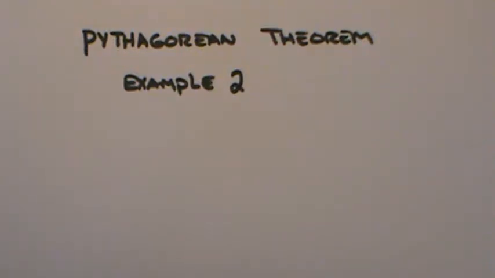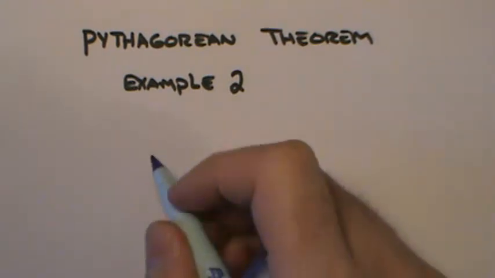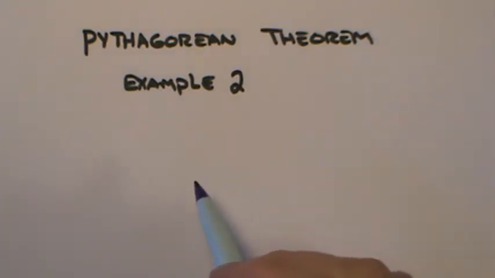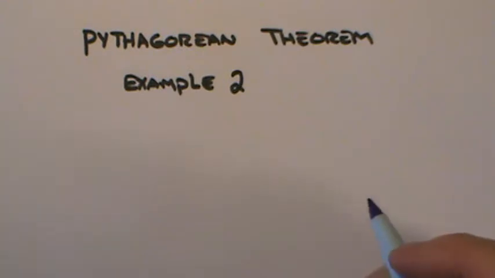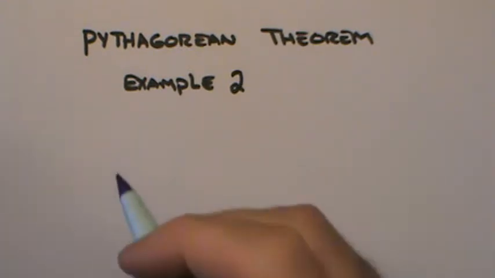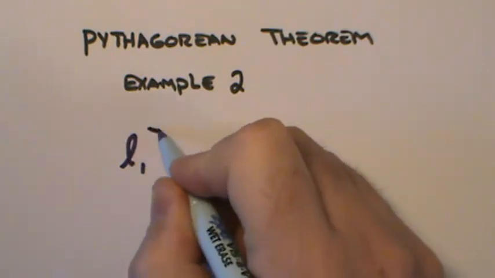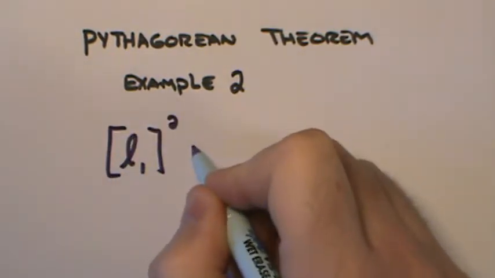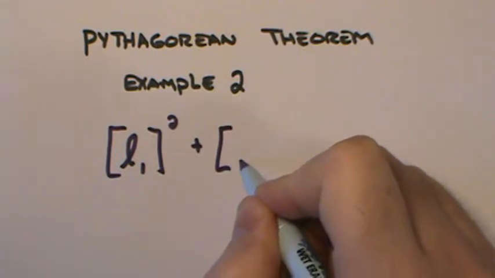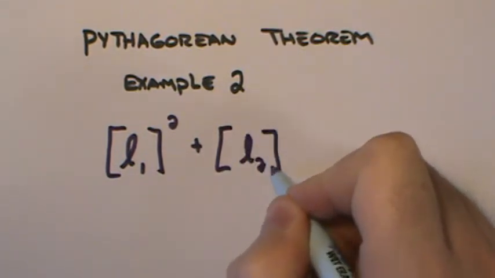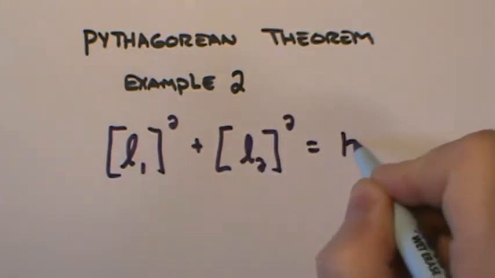Another example of the Pythagorean theorem. Recall our formula: the sum of the squares of the legs of a triangle should equal the square of the hypotenuse if you have a right triangle. So you would say first leg squared plus second leg squared should equal the hypotenuse squared.